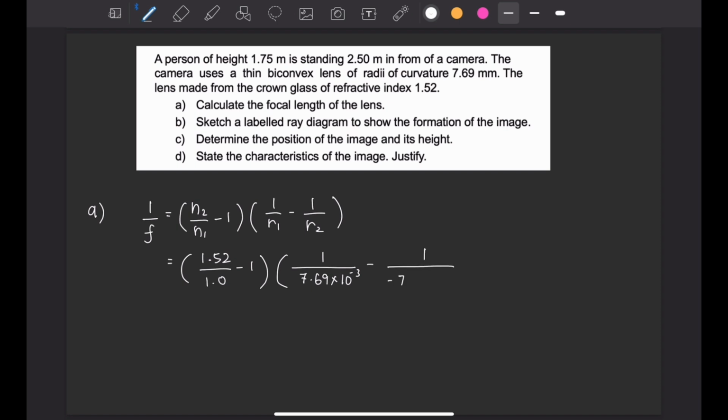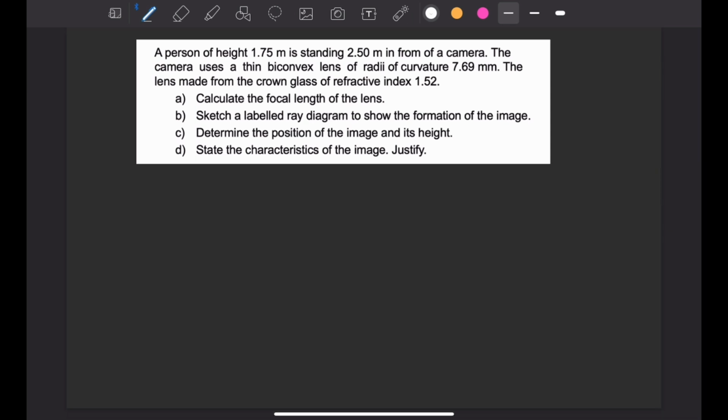1 over minus again, and then you just press the calculator and then you will get the answer, which is 7.39 millimeter, the focal length. So that's it for A.